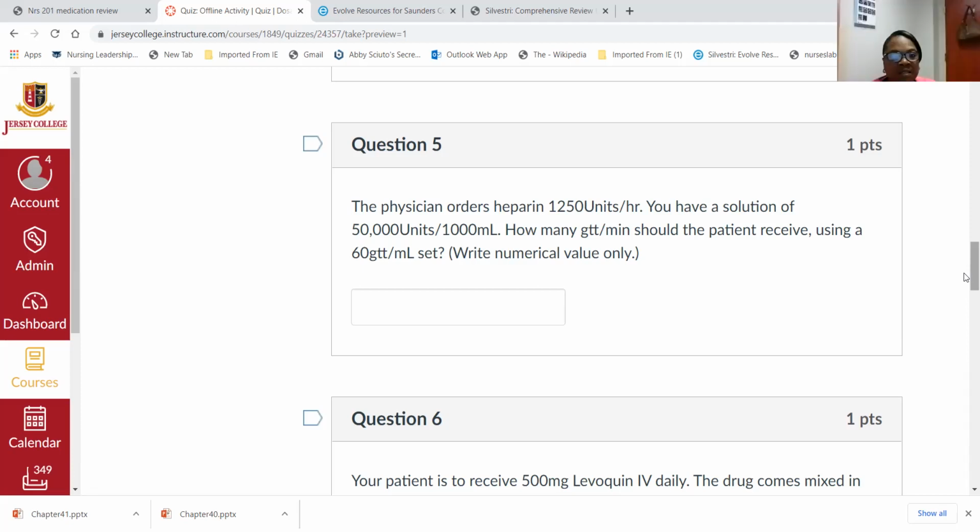I got 90. I got 90 also. Hold on a second, I have to make sure I'm doing this right. This one's a little tricky. I got 90.